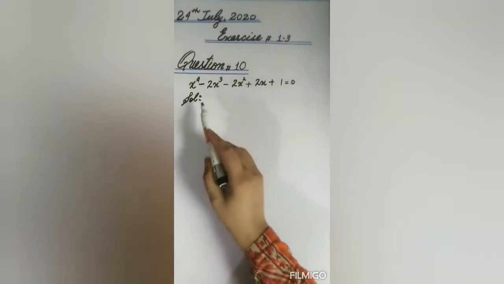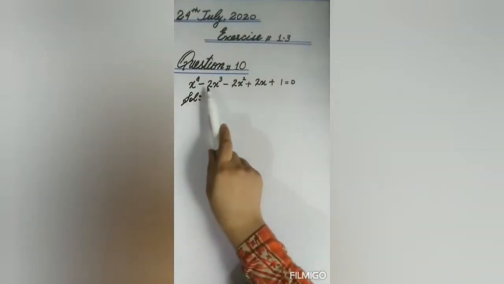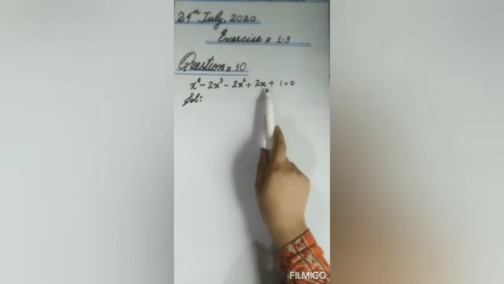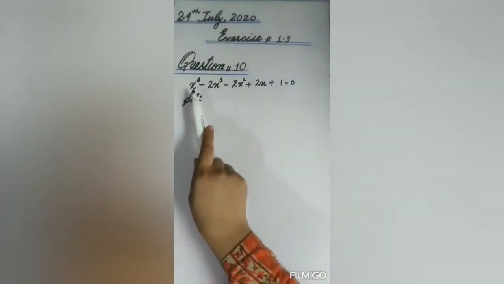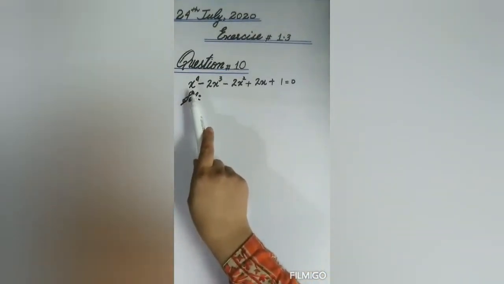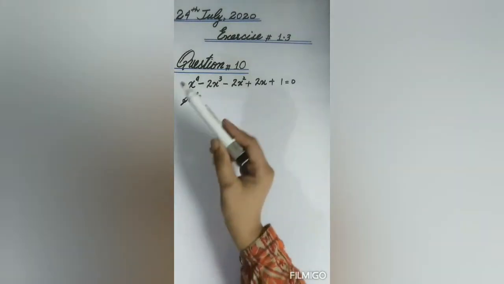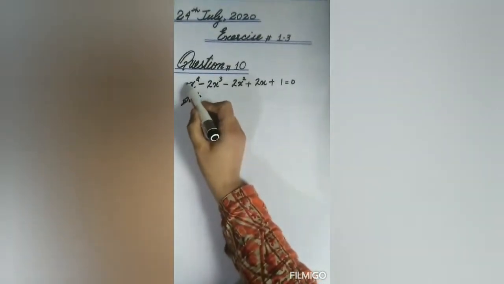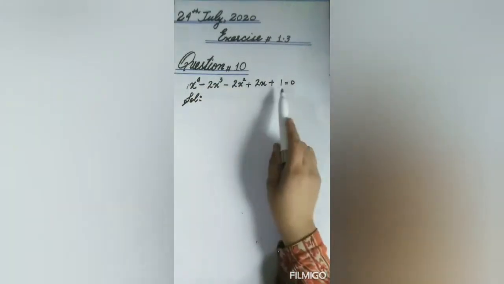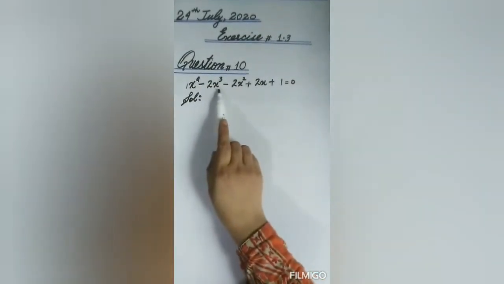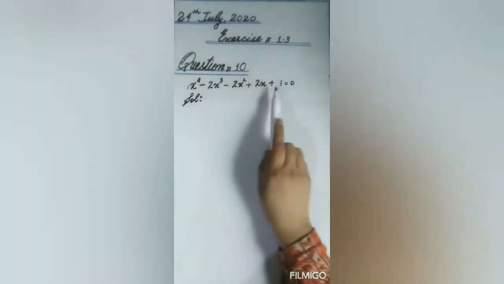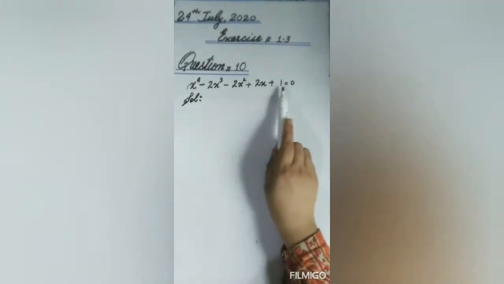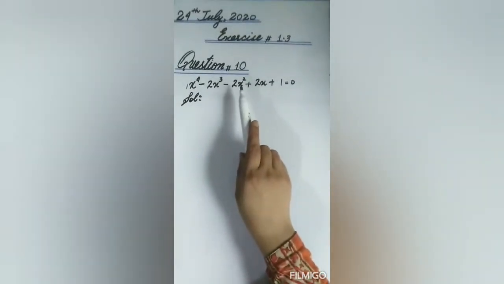Students, now we will start from question number 10. Question number 10 is x^4 minus 2x cube minus 2x square plus 2x plus 1 equals 0. Students, check here which type of equation this is. Here this equation is a reciprocal equation. How is it a reciprocal equation? Because here the coefficient of x^4 is 1 and the last term is 1. Here the coefficient of x cube is 2 and the coefficient of the second last term is also 2. And the power is reducing 1 by 1. So it is a reciprocal equation.